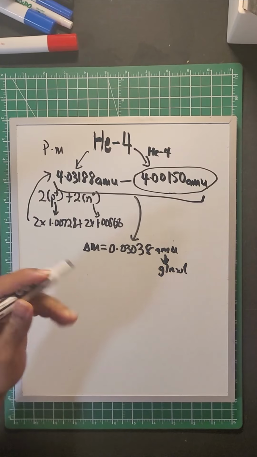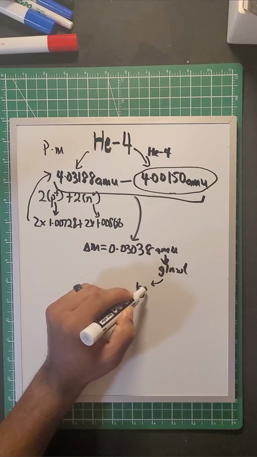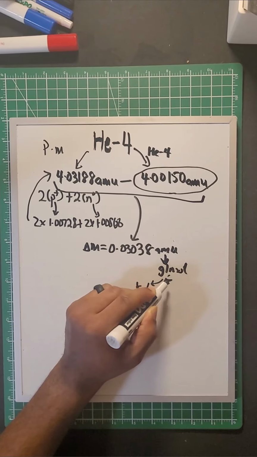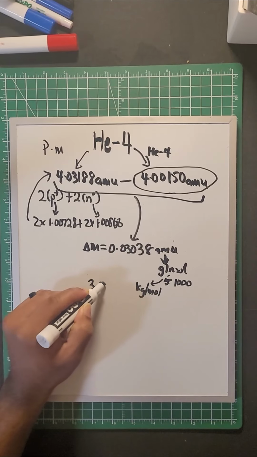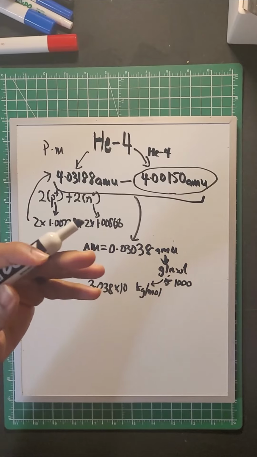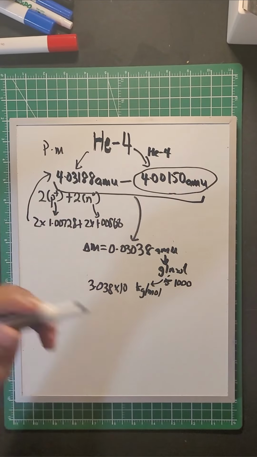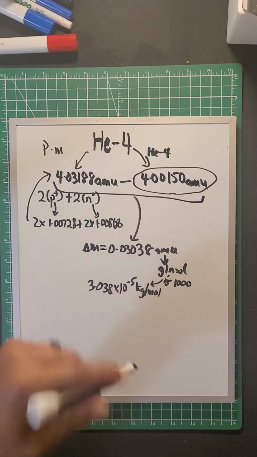This atomic mass unit is the same thing as grams per mole, and this grams per mole we need to convert to kilograms per mole by dividing by 1,000. And why are we doing this? The reason why we're doing this is because we need to be able to get our answer of the energy later on, which is the nuclear binding energy, in this particular unit.